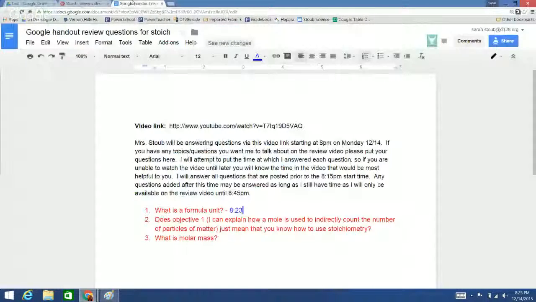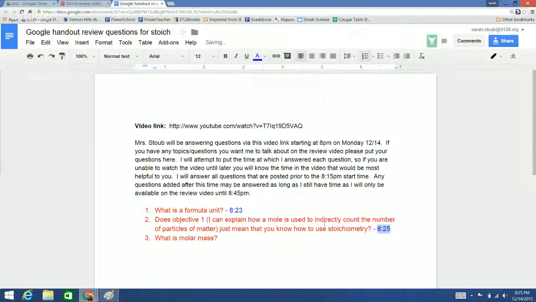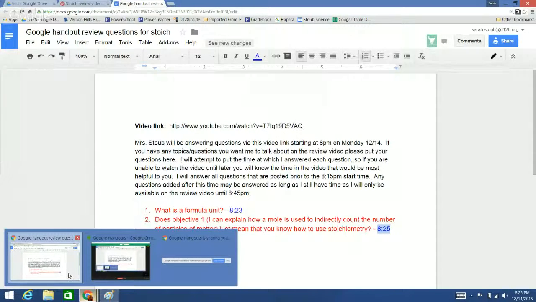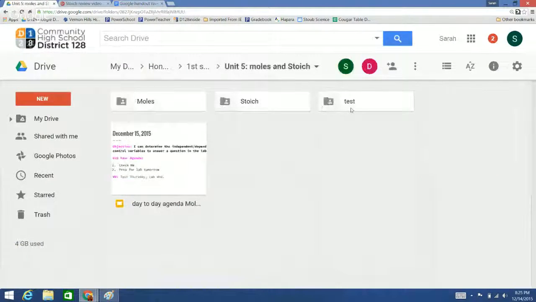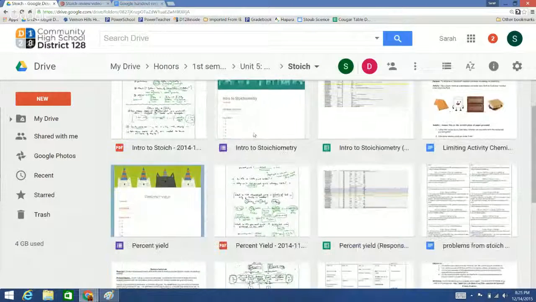Okay, I gotta move this screen. Objective 1: I can explain how mole is used to indirectly count the number of particles of matter. Does that mean you just know how to use stoichiometry? Kind of not. I'm going to go to my objectives here. Where do I have it? In here? Yes.